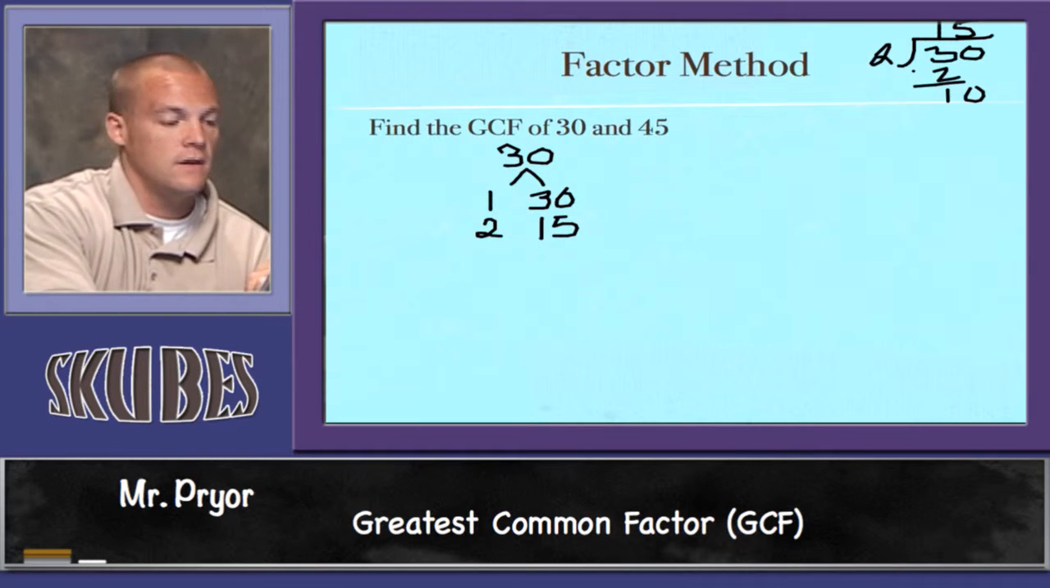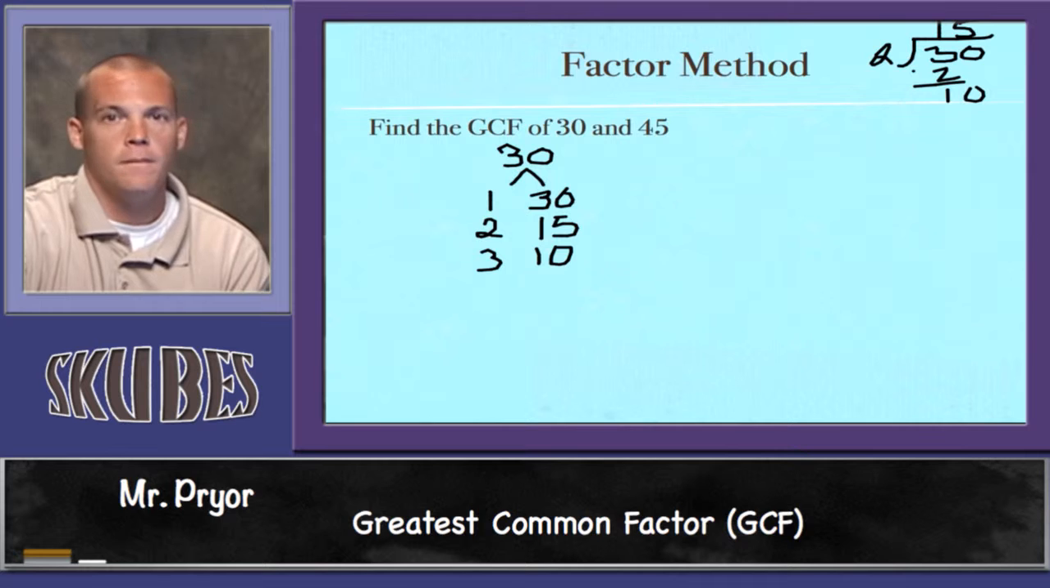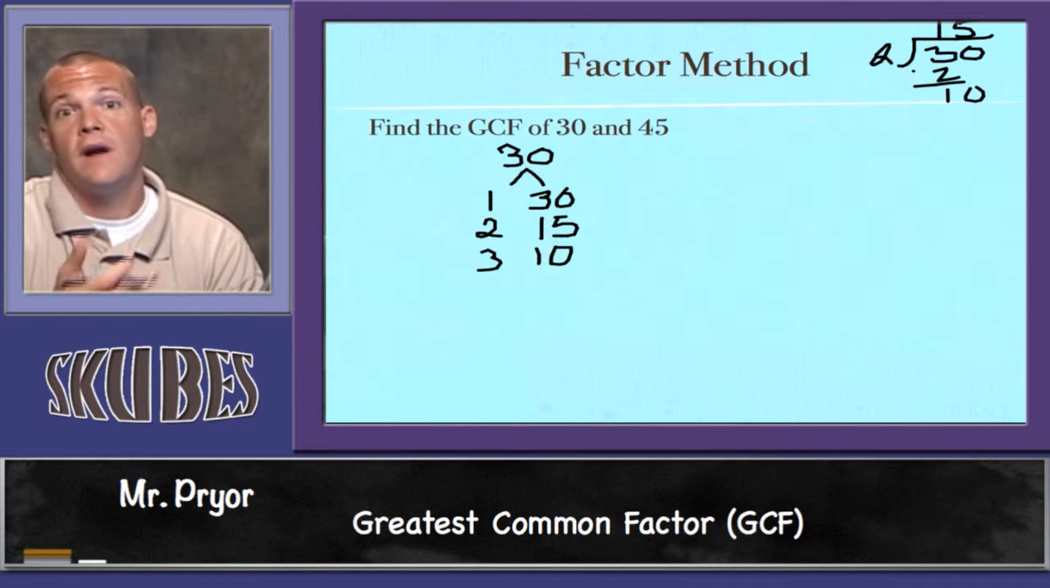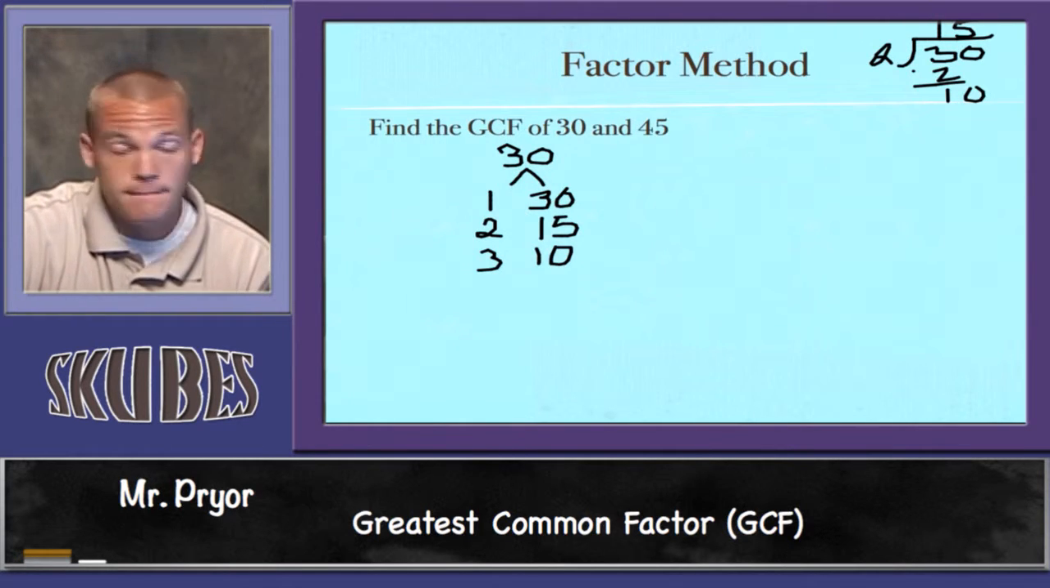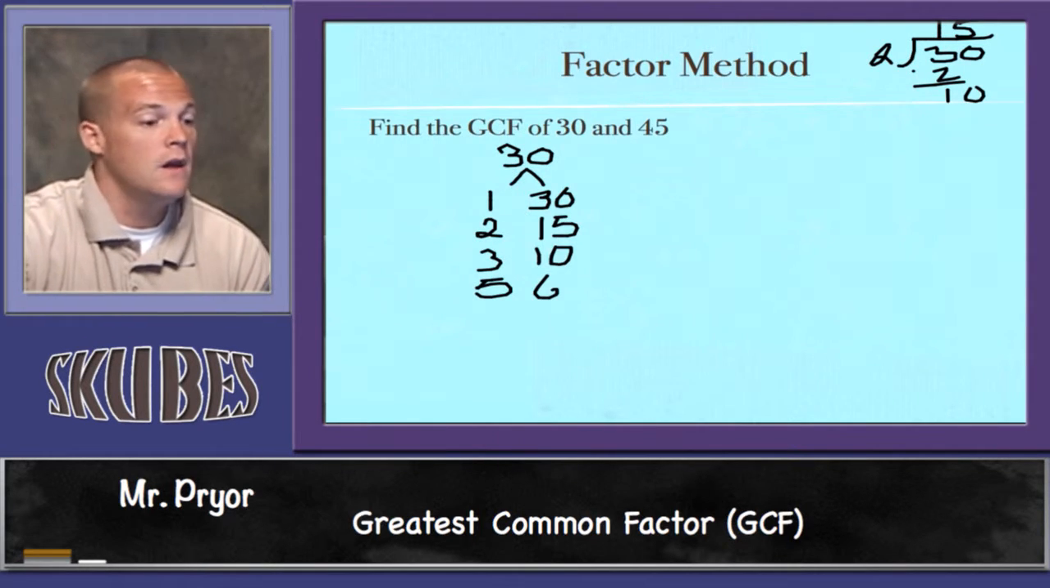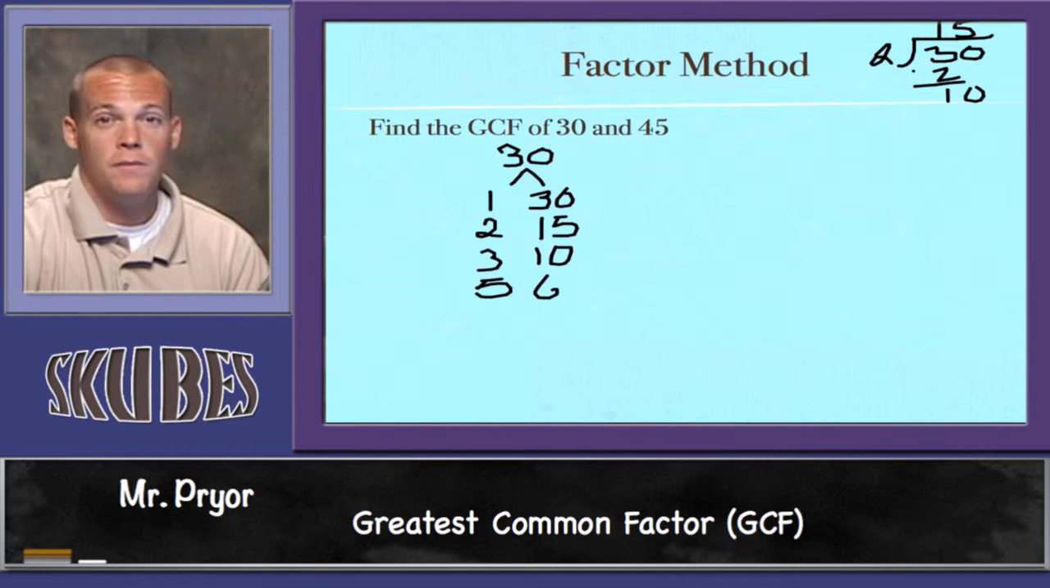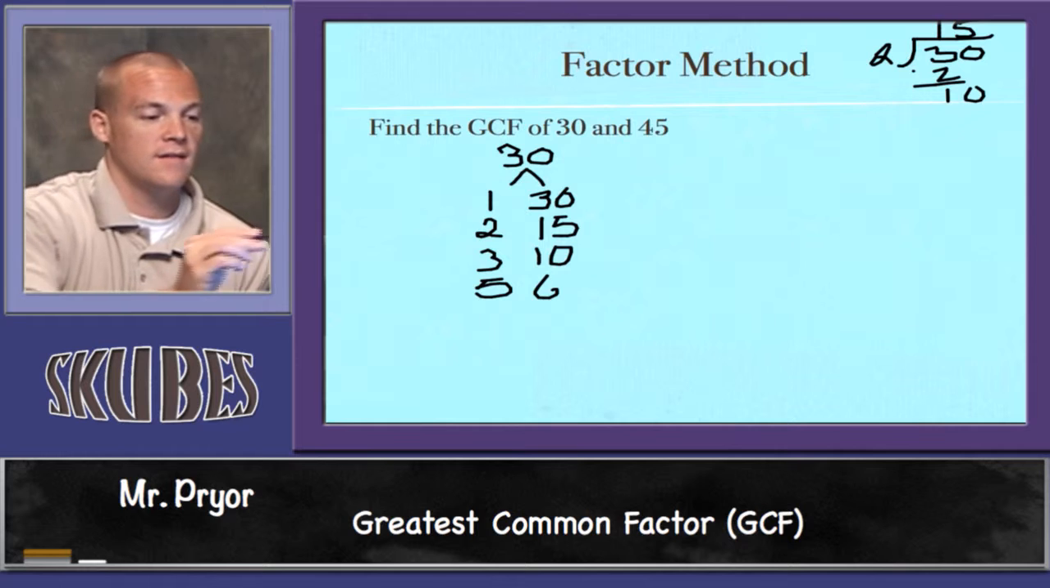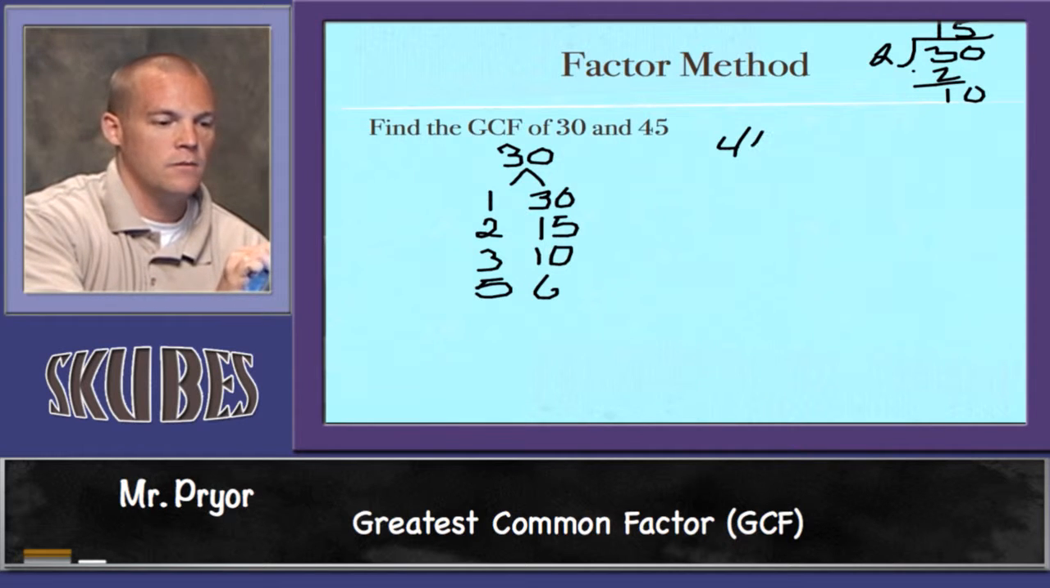Is 3 a factor? Yes, it goes in 10 times. What about 4? Again, if you're not sure, divide it out. 4 does not. What about 5? Yes. 6 times. Okay, so now that we see that we're about to repeat, because the next number would be 6, we already have those, we can go ahead and stop there, and we're going to move on to 45.